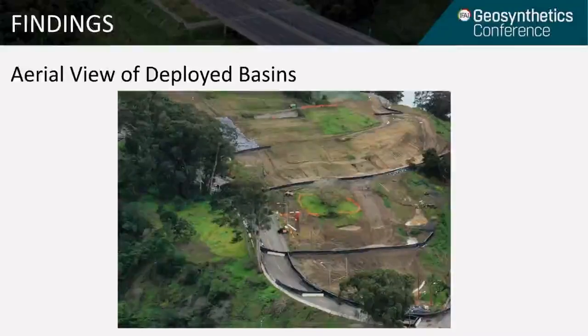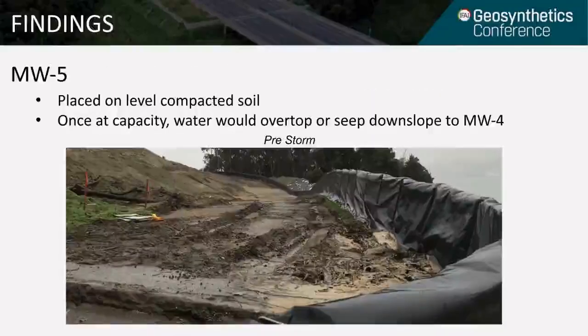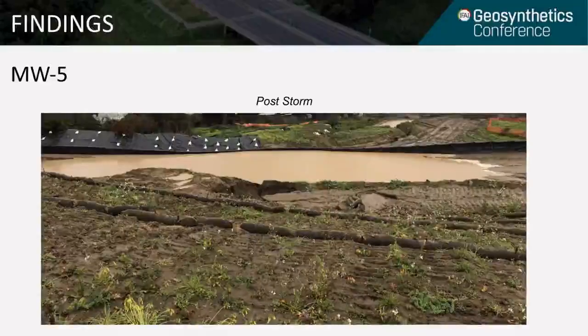Next, we'll look at Basin MW5, which is located just above MW4 in the upper middle portion of the hillside. Basin MW5 was the longest of the 9 barrier wall basins. In the photo below, you can see an image of it prior to a storm event, and then here's what it looked like filled to capacity following a storm event.